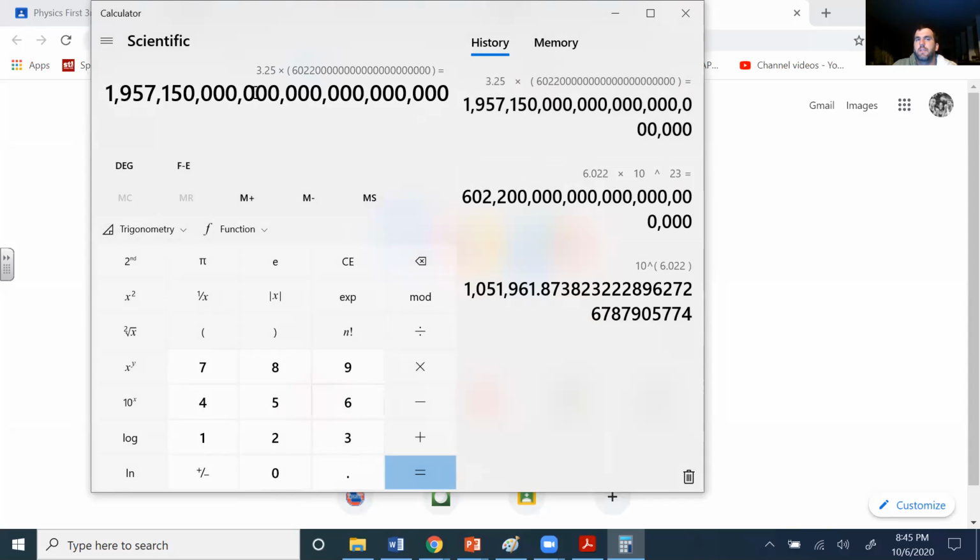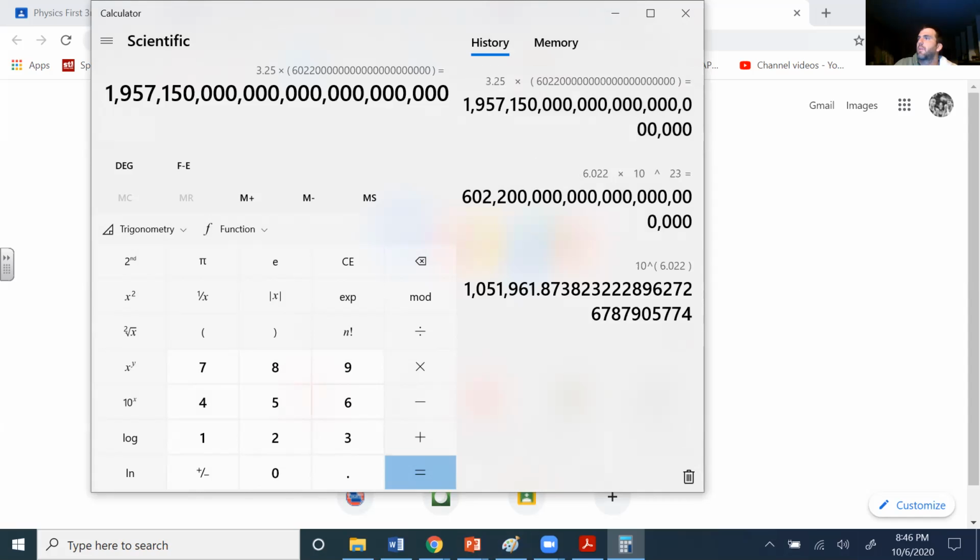Now, the rule here is how many significant figures. I started with 3, so I probably should have 3 in the answer, because 6.022 has 4, so my fewest number there is 3. I need to round this to 3 significant figures, so it would be 196 times 10 to the 3, 6, 9, 12, 15, 18, 21, 22, 23, 24. So 1.96 times 10 to the 24th.